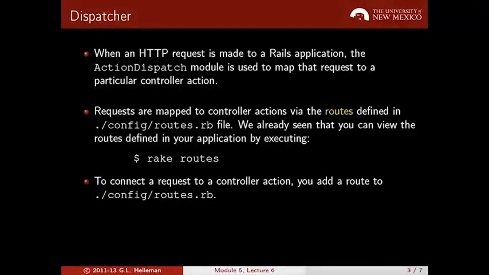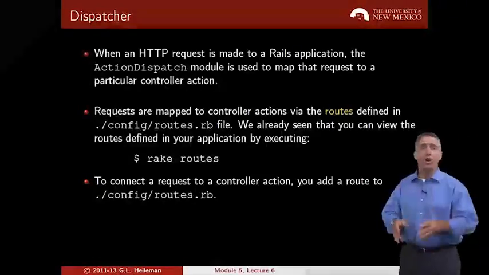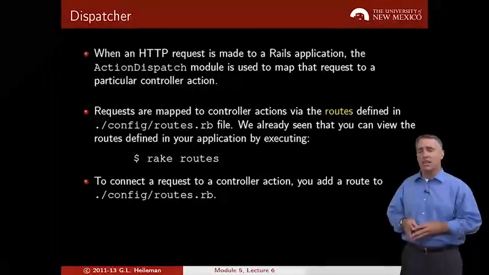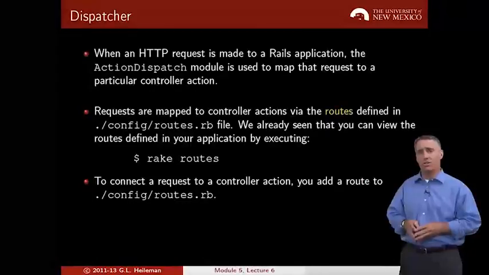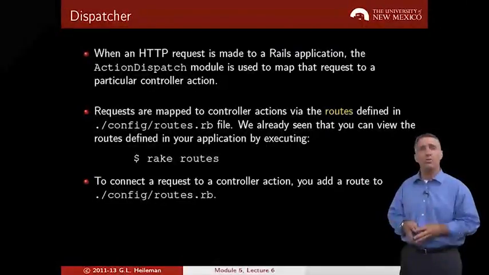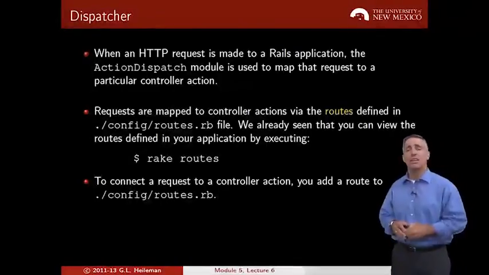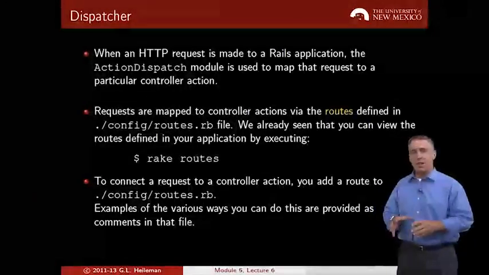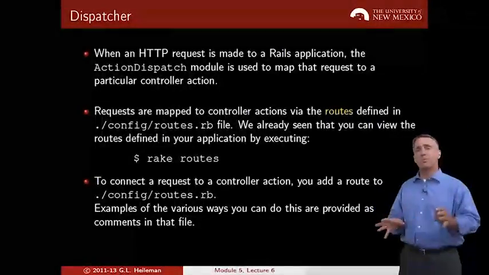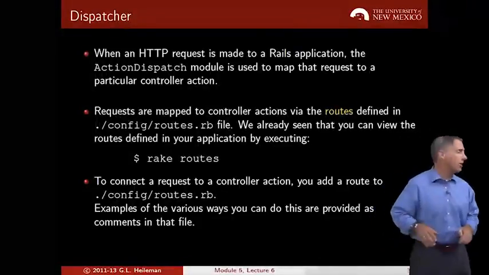Now, to connect a particular request to a particular controller action, you've got to go to that file and change it. You'll see that when we ran the scaffold generators, it created a few routes for you automatically. If you want to change them, you've got to know how to edit that file. The examples of the way you can do it are actually provided as comments within that file.